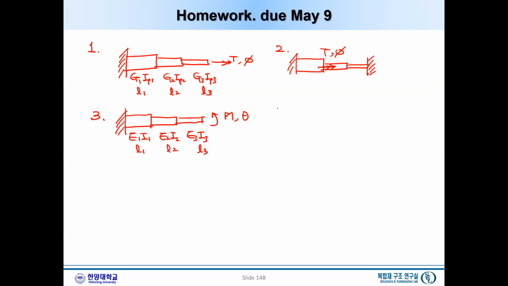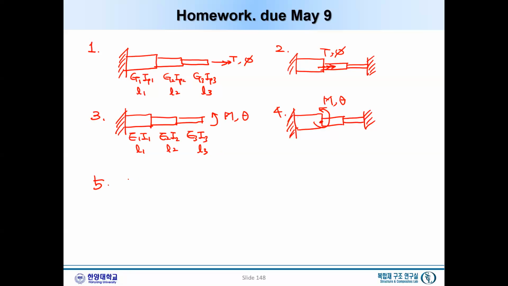And the fourth question has the same configuration, but at the ends we have a clamp, and then we apply a bending moment between the first and second beam, and here we apply the moment, and we want to calculate the angle of rotation theta. Okay, that is number 4.